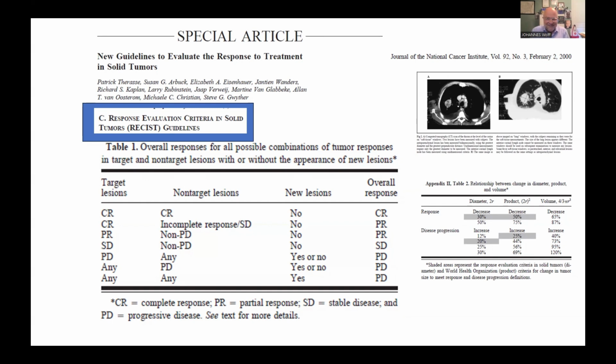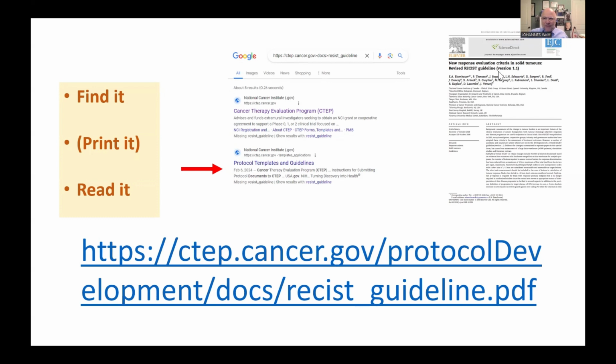Before we had RECIST criteria, we had WHO criteria, and those took longer to create numbers and to come up with a classification. Then this paper was published. This happened in 2000, and the term response evaluation criteria in solid tumors was formed. Since then, it was updated, and now we are talking about RECIST version 1.1. RECIST version 1.1 was published by Eisenhauer in 2009 in the European Journal of Cancer.